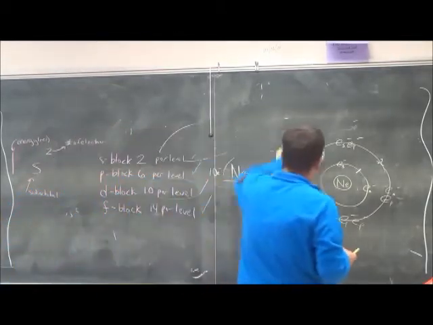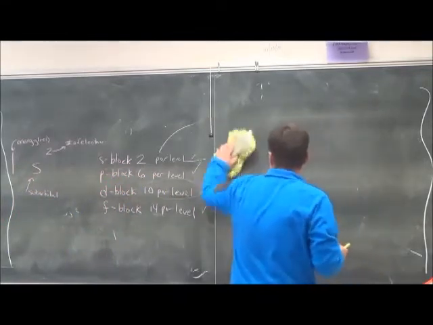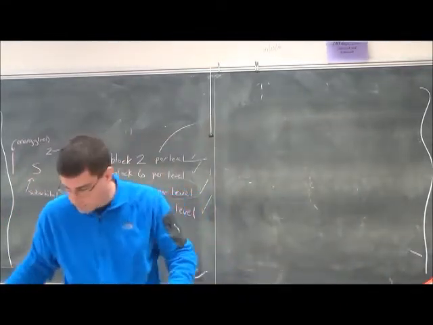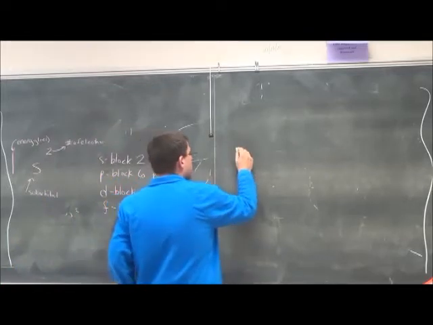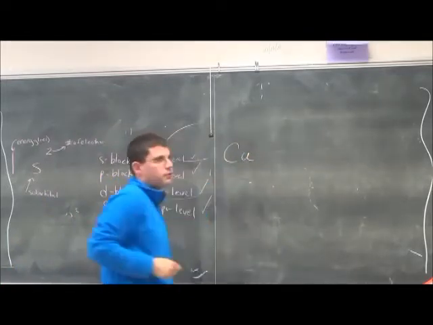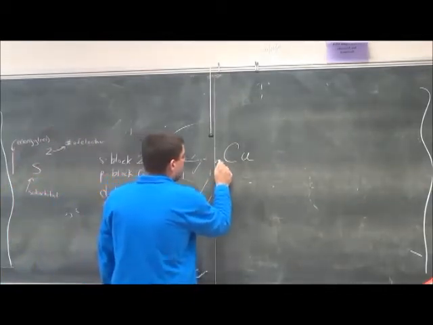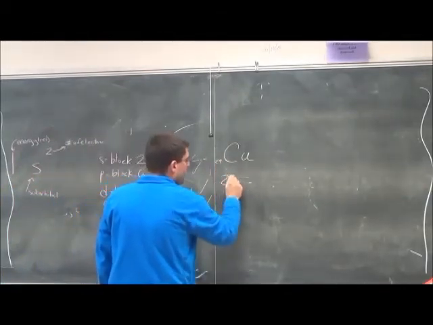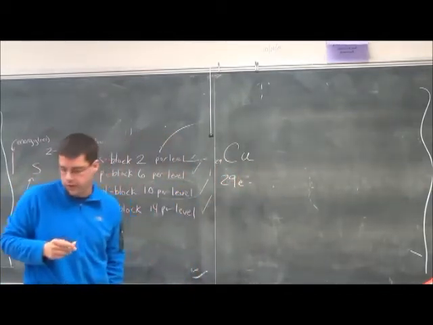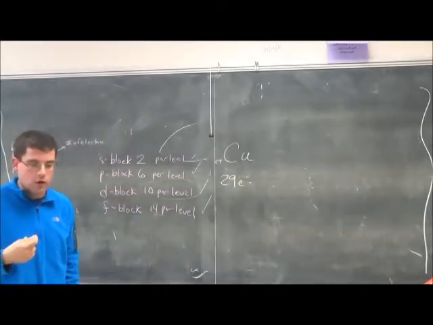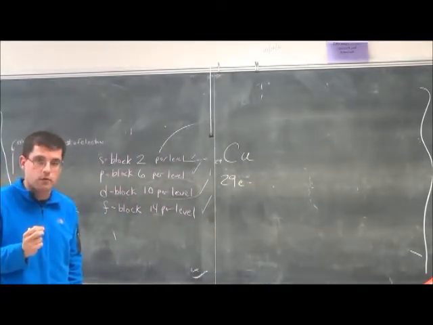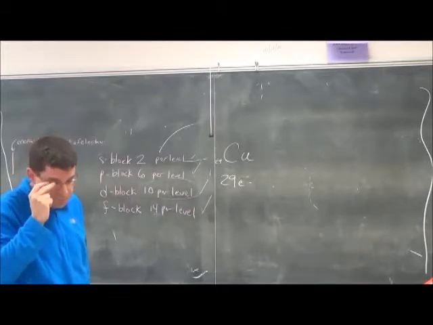Next one we're going to do gets a little interesting. We'll talk a little bit more about this in class. Go back up to copper. Copper's got an atomic number of 29, so we've got to work with 29 electrons. Oh boy. Okay. So really take a good look at the back of the periodic table, at the arrangement.